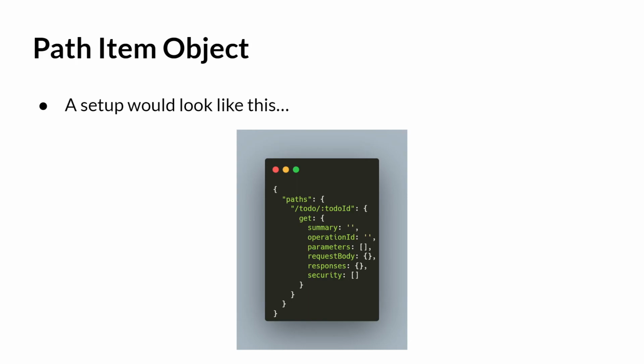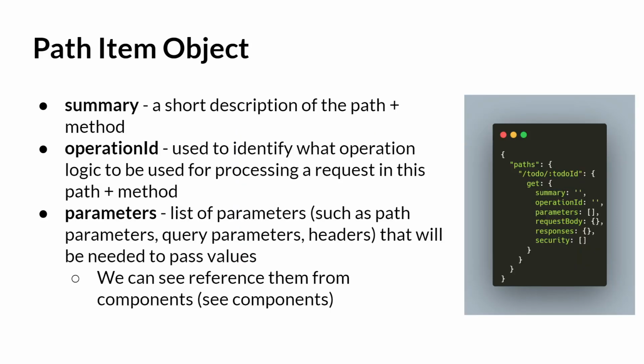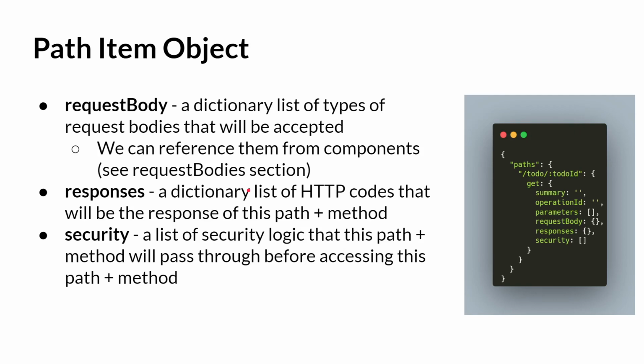And each method would have an object that has the following parameters. You have a summary, which is the short description of the path plus method, the operation ID, which describes what would be the operation logic function name to process that request. And then the parameters, which is the list of maybe path parameters, query parameters, or headers that we will need to pass values. And we can see it on the reference on the parameters for this in the component section. The request body is, of course, a dictionary list of types of request bodies that will be accepted. And then the responses is a dictionary list of HTTP codes that will be the response for each path method. And then the security is a list of security logic that this path plus method will pass through before accessing this path plus method.